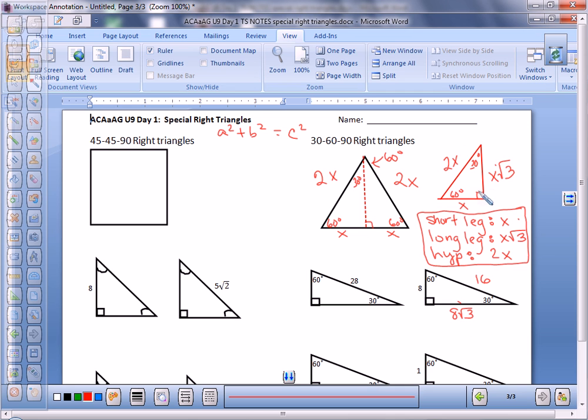Okay, let's look at the one on the left. Which side of the triangle did I give you? I gave you the hypotenuse. Well, the hypotenuse is twice the short leg. So what would the shorter leg be? 14. And the longer leg across from the 60 is that short leg times the square root of 3. Okay?